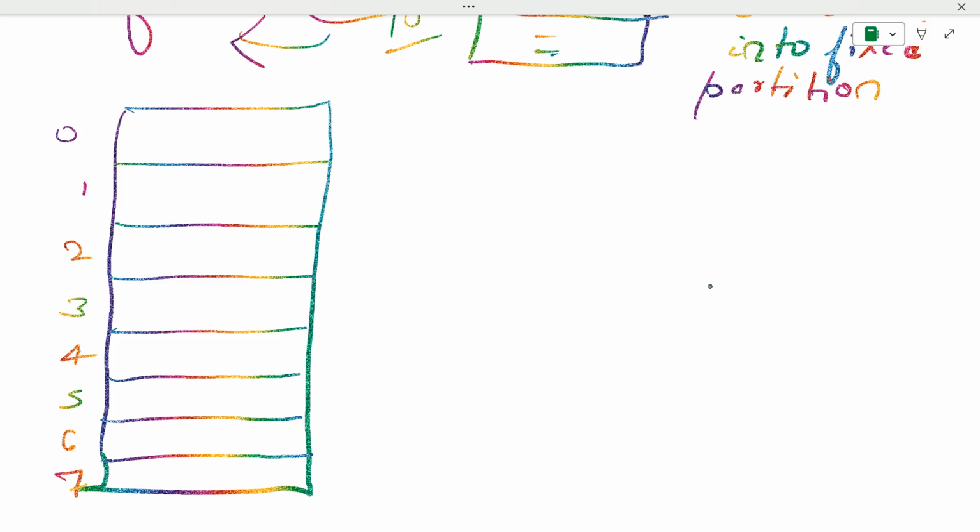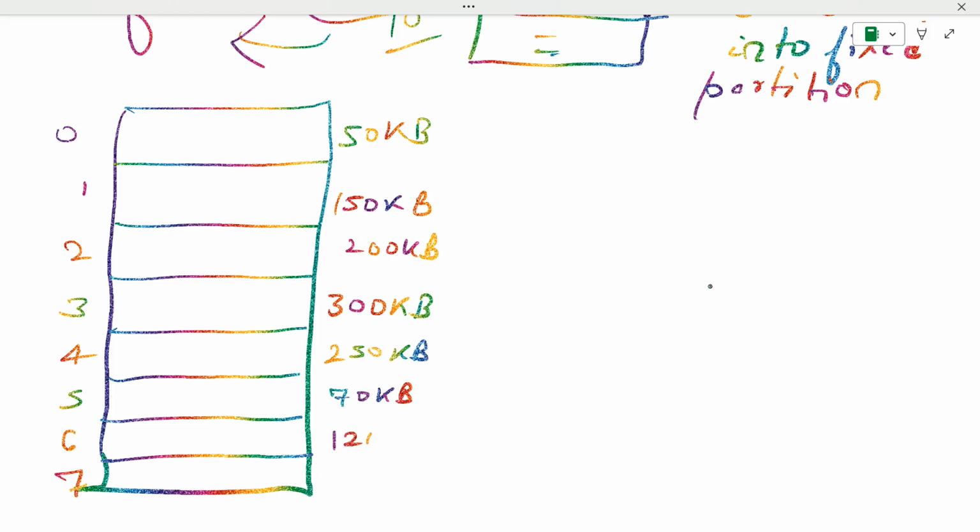Let's say this is 50 kb of space. This is 150 kb of space. This is 200 kb of space. This is 300 kb of space. This is 250 kb of space. Then we have 70 kb of space, then 120 kb of space, and lastly 220 kb of space. Don't go into the picture details, it is just virtual. So these are the sizes of each partition.